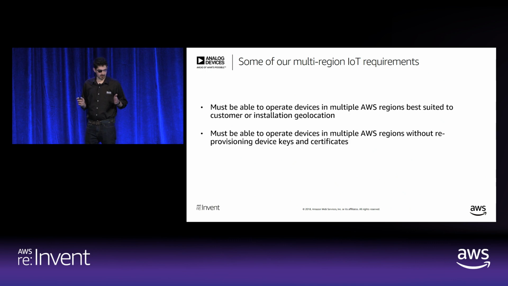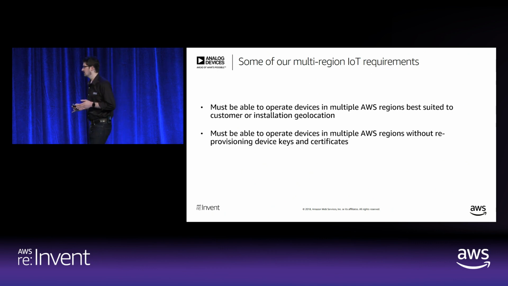The other thing that we need is to be able to operate the devices in multiple AWS regions without re-provisioning the keys and certificates. This is really important for being quickly agile and flexible with these devices. First of all, the device's key and certificate are the device's identity. And because the device doesn't change when it's moving between regions, we want that identity to be stable while the device is moving between regions.